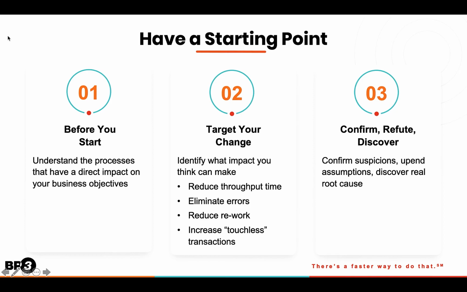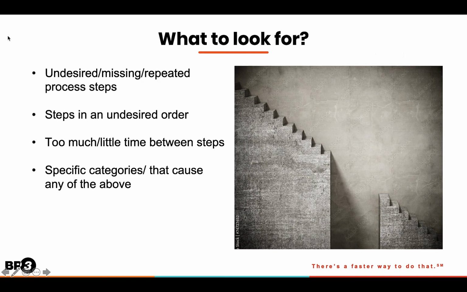What kind of indicators should you be looking for to find opportunities within your process discovery? It's pretty basic, but let's go over them. The first indicator has to do with single steps. Is there a step that is undesired? Are there ones that should be there but are not? Are there repetitions that shouldn't be there?